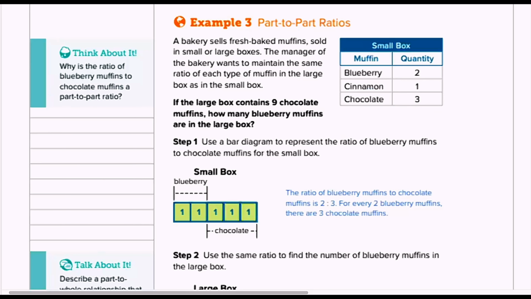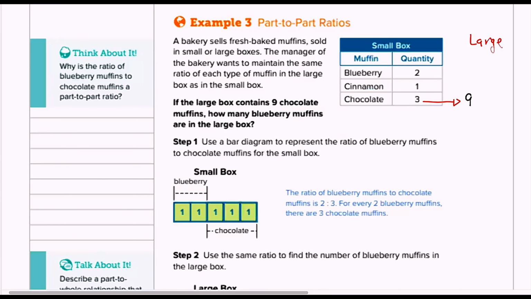He's asking me if in the large box the number of chocolate muffins changed to 9. It was 3 in the small box, and now we have 9. Then the total number is increased by the scaling factor. If we have 3 here and 9 in the large box.